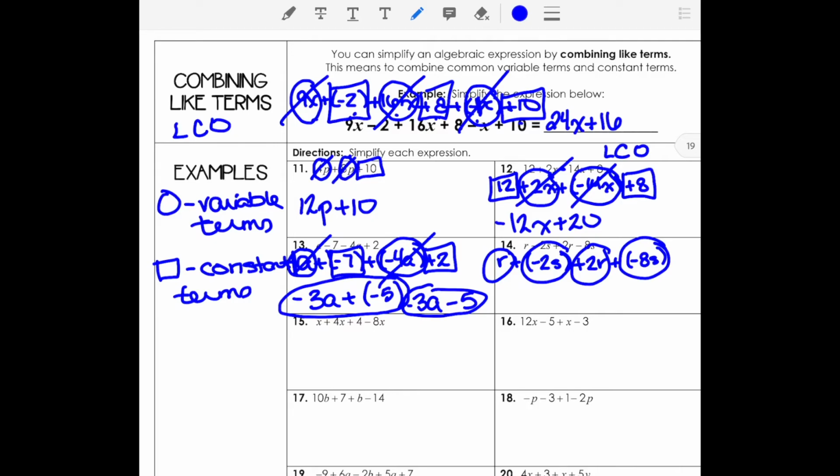So I'm going to start with r. I have r and positive 2r. Remember there's an invisible 1 here. So this is 3 times r. I cross those out. And then I'm left with the s's. And I have negative 2 times s plus negative 8 times s. And when I add those together, I get negative 10 times s. I could also write this as 3 times r minus 10 times s.